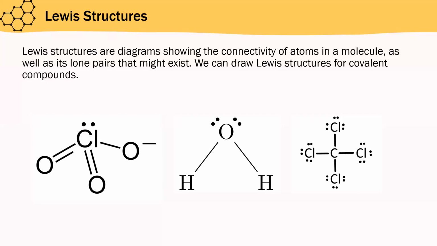Okay, so welcome back. For this part, I want to talk about how we can show how atoms are connected to different atoms in a covalent molecule. We have many types of molecules here. We have ClO3, that's the chlorate ion, water, and then carbon tetrachloride.